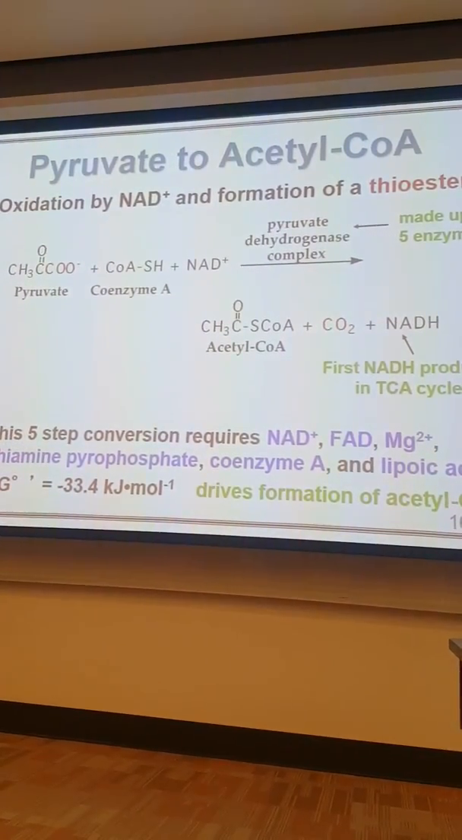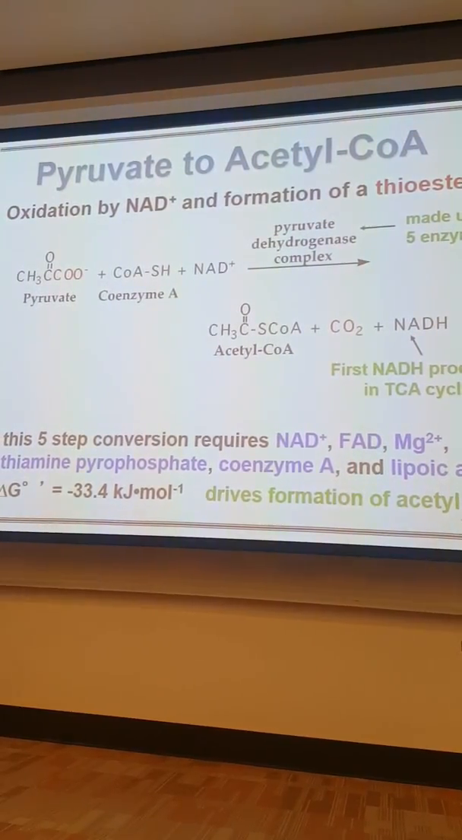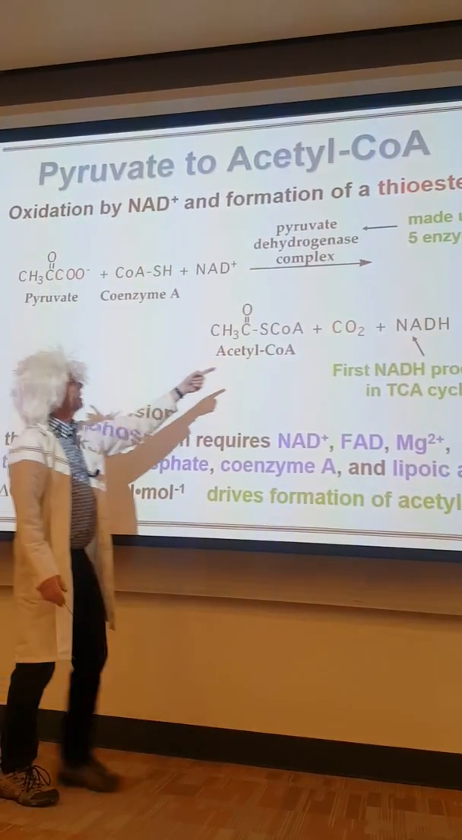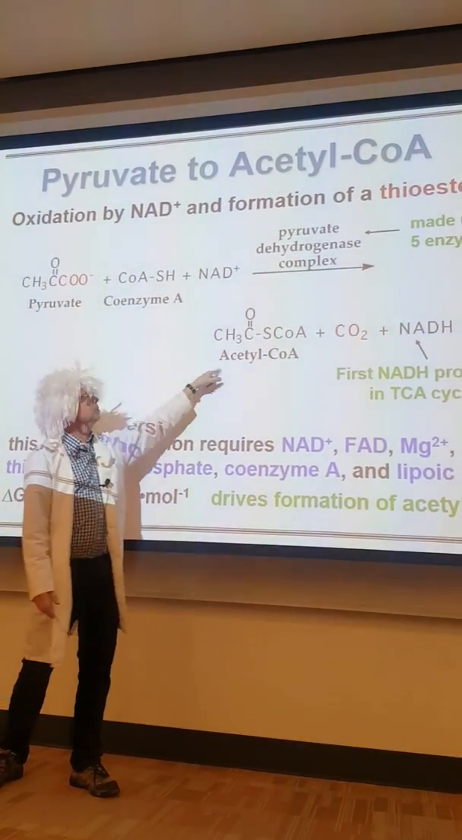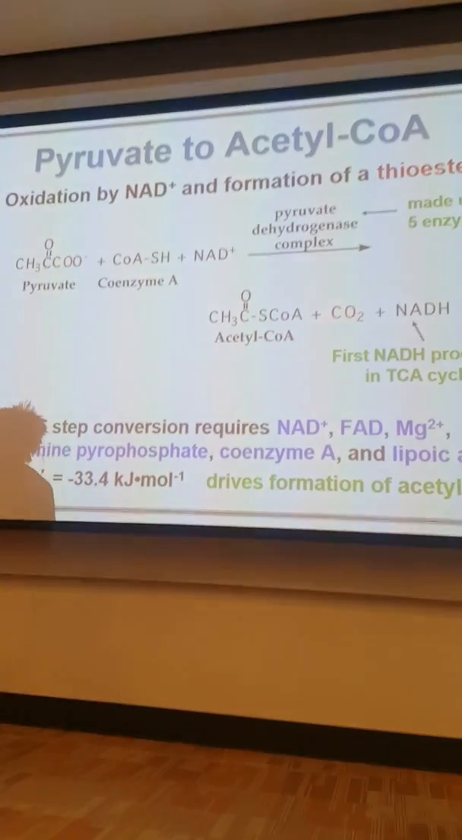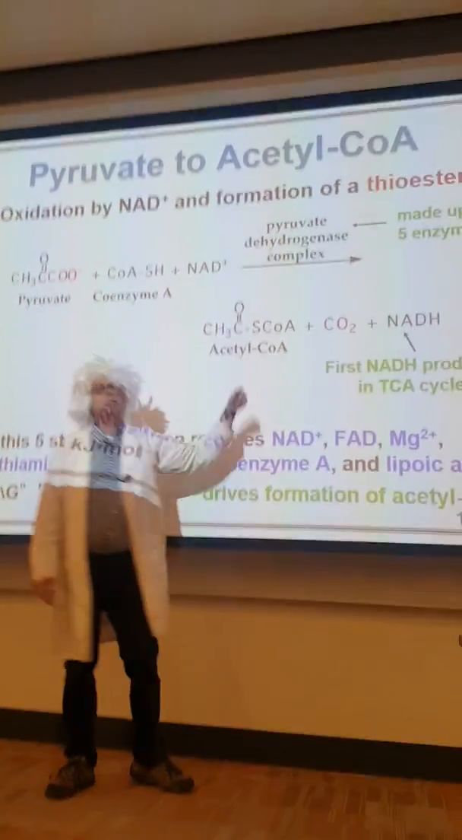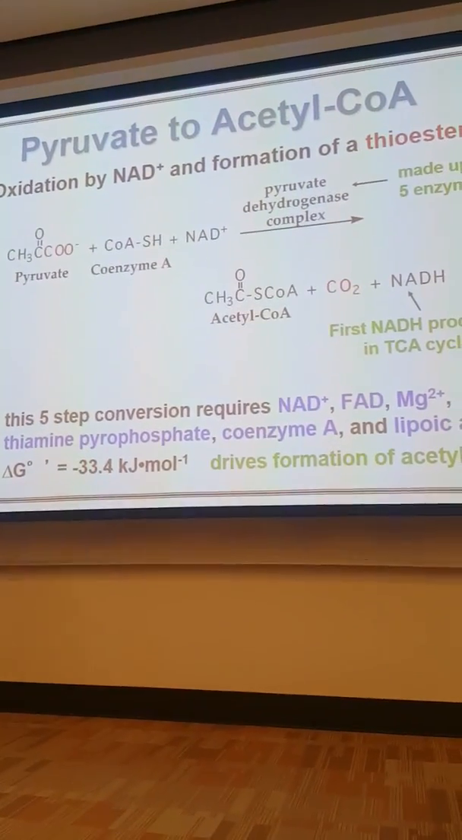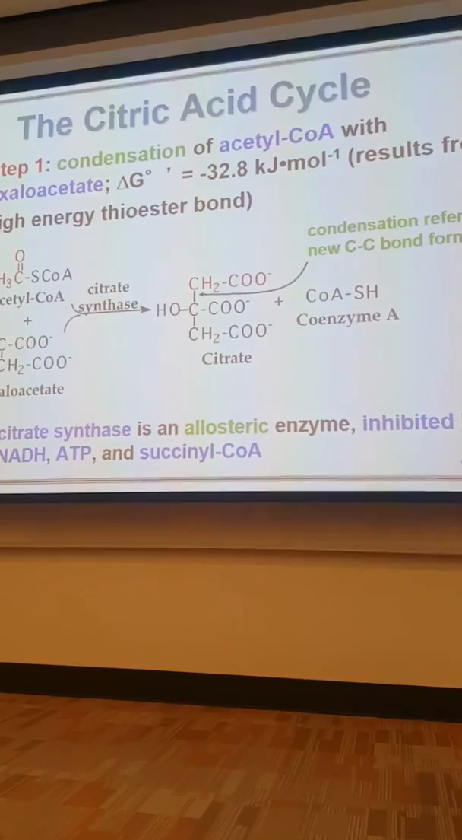So notice this is the first step in which carbon dioxide is lost. We have irreversibly lost that carbon dioxide, and we make this molecule acetyl-CoA, which is perfectly fine. That's the way you should draw it on a test. Notice this molecule has a high energy bond called a thioester bond. That is an activated molecule.